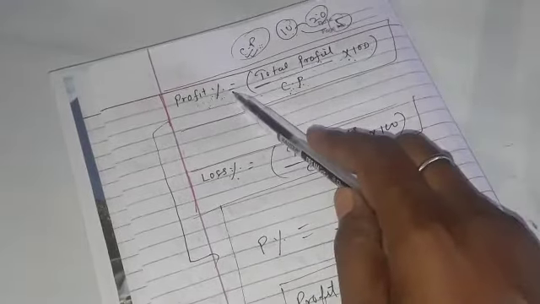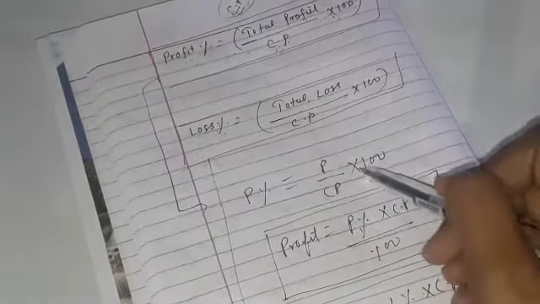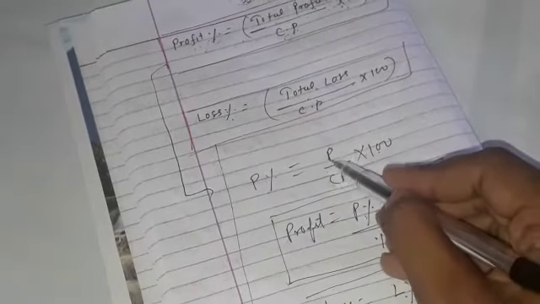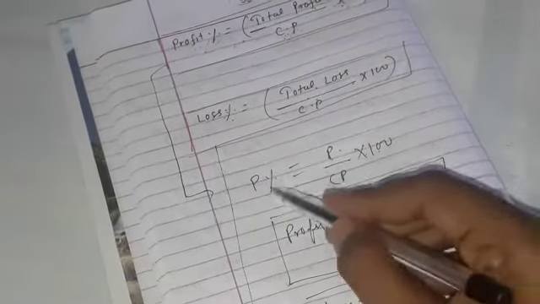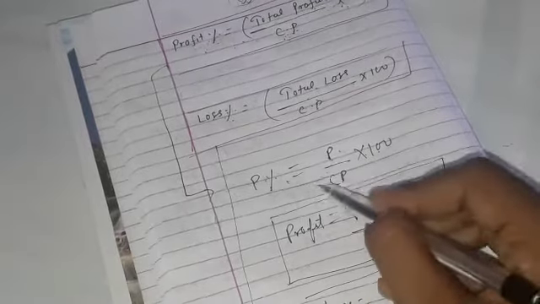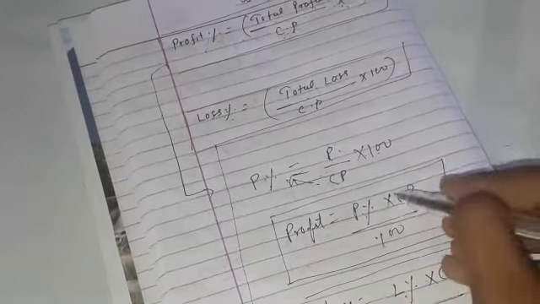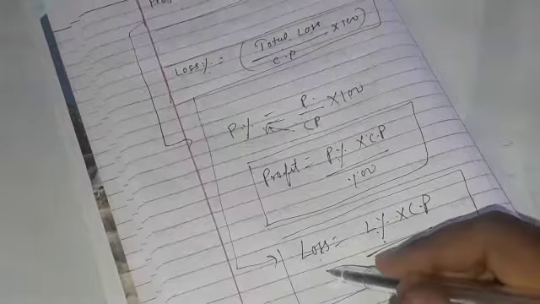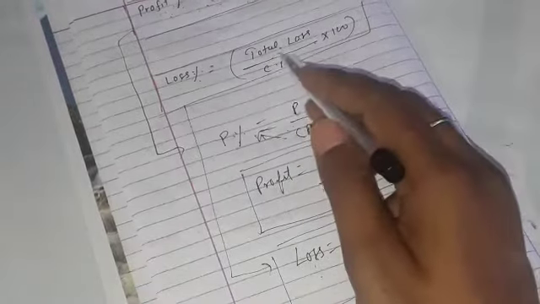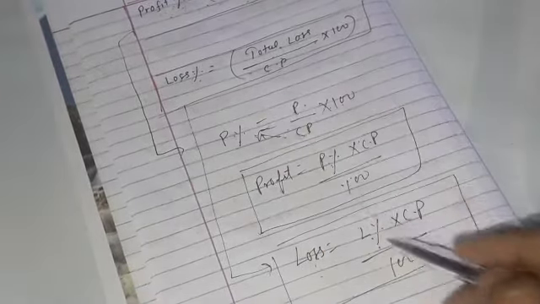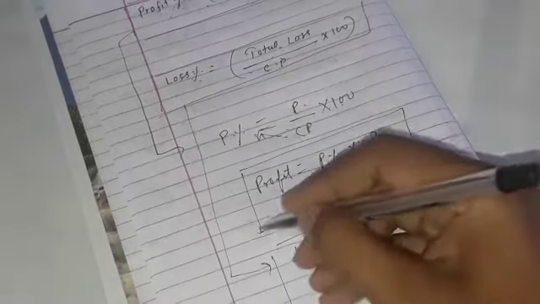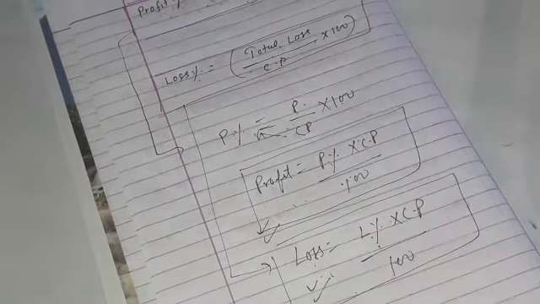But it's important class, this formula we can write in another form also. So I can write profit percentage equals profit upon CP into 100. So profit is equal to profit percentage into CP, and we can take this CP to this side, upon 100. The same loss equals loss percentage into CP upon 100. So class, there is another formula for profit and loss.